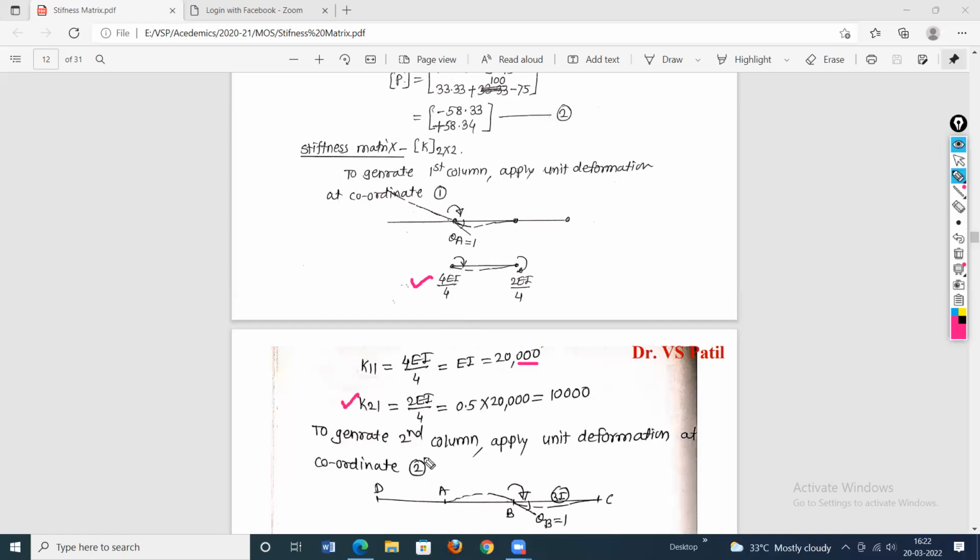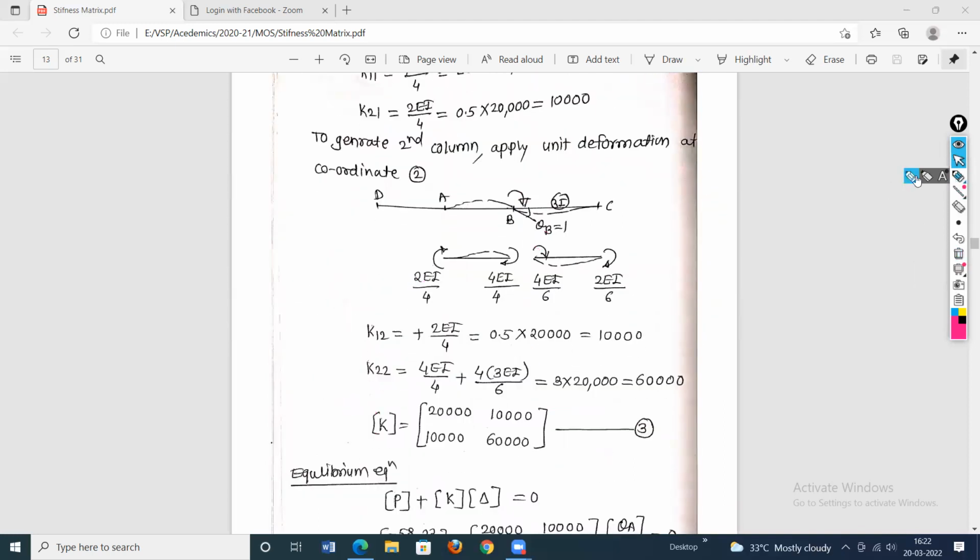Second element is K21, that is stiffness at coordinate 2. Now coordinate 2 is the B point, and our coordinate 2 is a rotational force. So how much force is developed at coordinate 2? It will be equal to 2 EI by 4. It is positive. Why positive? Because the force produced here is clockwise, and our assigned coordinate 2 is also clockwise. So it is in the same sense. Therefore, the element will be positive. So it will be equal to 0.5 into 20,000. So this element is 10,000. So these are the two elements in the first column.